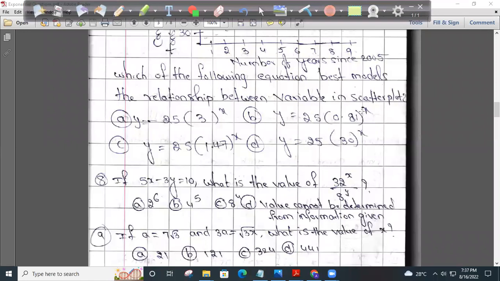Sir, can you go up to the graph? The 8th one is not related to the graph. Question number 8, Siri. Okay, sir. So question number 8 is not related to the graph.